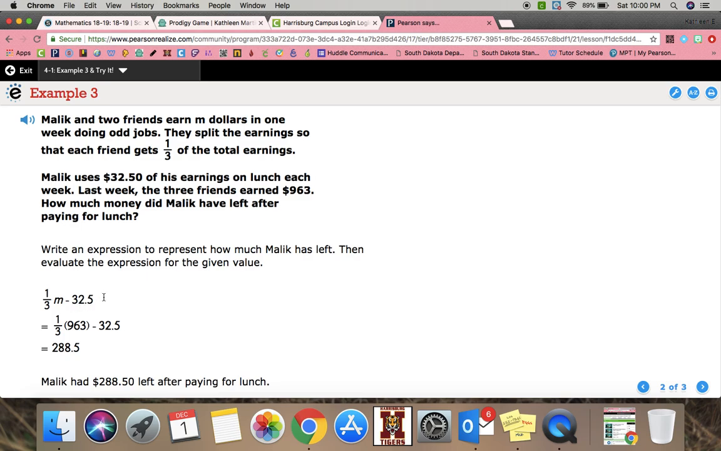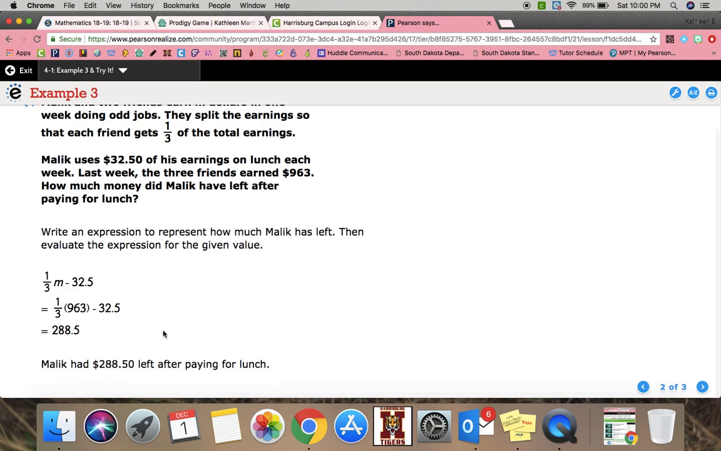And he spent $32.50 last week on buying lunch. So 1/3 of what they earned, which was that $963, goes to Malik, and he's already spent some of that. He spent $32.50 of that already. So what does Malik have left? He has $288.50, because we have to get that 1/3 of 963. We divide that by 3. That's $321. And then we would subtract that 32.5, which would give us 288.5. So Malik had $288.50 left after paying for lunch.